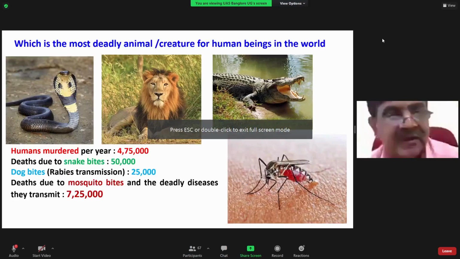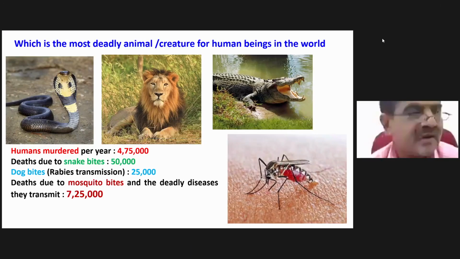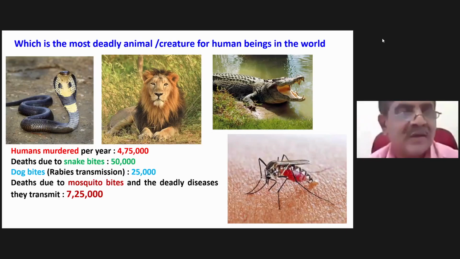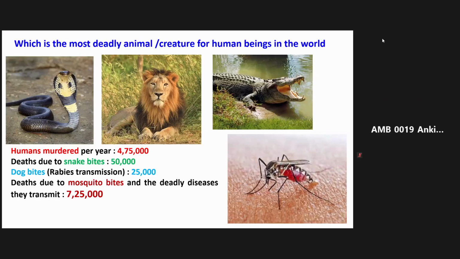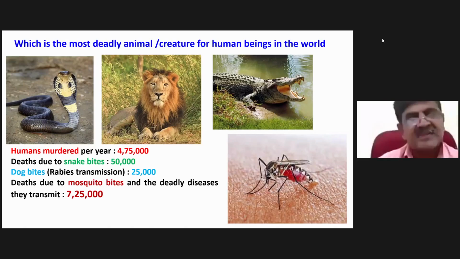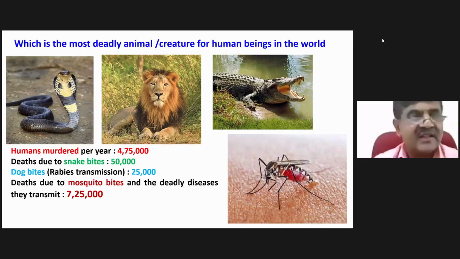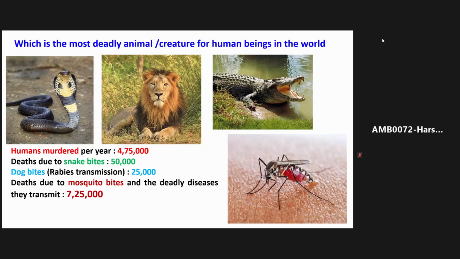So yesterday we were discussing that mosquitoes are the deadliest insects. As you see in the slide, around 4 lakh 75,000 people are murdered every year, and deaths due to snake bites are around 50,000, and death due to dog bites, that is by rabies transmission, is 25,000, and the highest number is deaths due to mosquito bites. Since they transmit some deadly diseases, the death toll is around 7 lakh 25,000 per year.